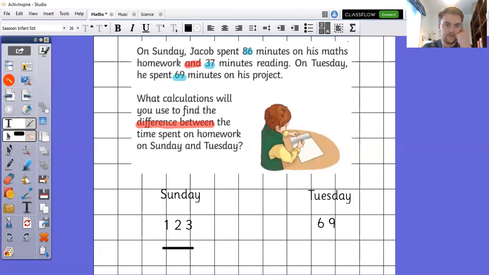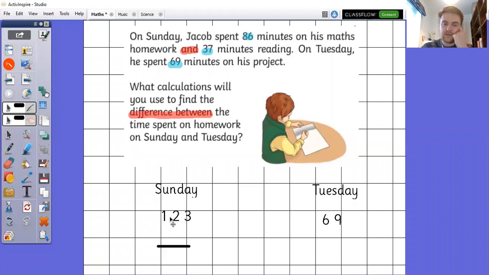Did I put in another slide? I did. So to work out the difference between those two, I need to do 123 take away 69. I can't do 3 take away 9, so I will turn the 2 tens into a 1, and I'll exchange 1 ten for 10 ones. 10 ones plus 3 ones is 13 ones. 13 take away 9 is a very badly drawn 4.